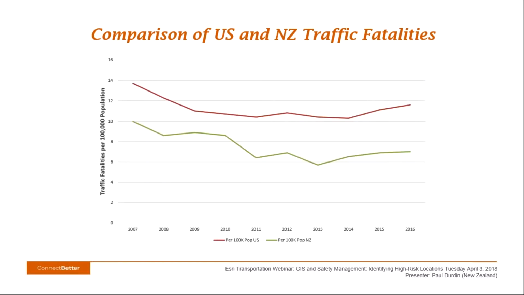In terms of traffic fatalities per 100,000 population, we can see here that the United States and New Zealand have both been trending downwards until 2013, and then they've been increasing again. The US has declined from 14 and now sits around 12, and New Zealand has gone from 10 to around 7 in the same period. So quite a significant improvement there in New Zealand, around 30% reduction in terms of traffic fatalities per 100,000 population, whereas the States has seen around about a 15% improvement.